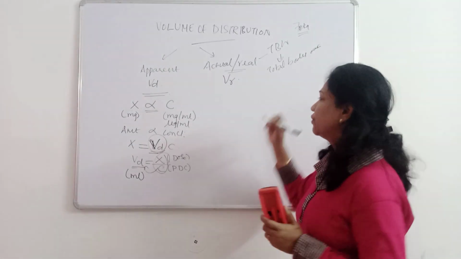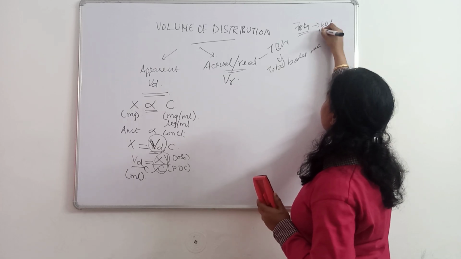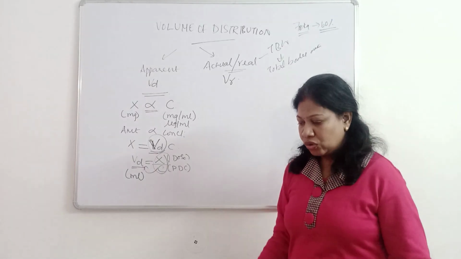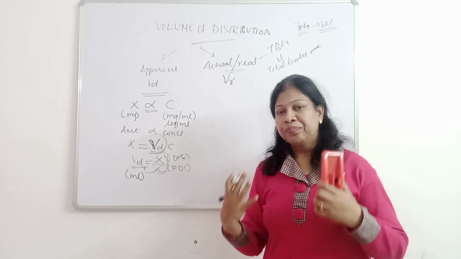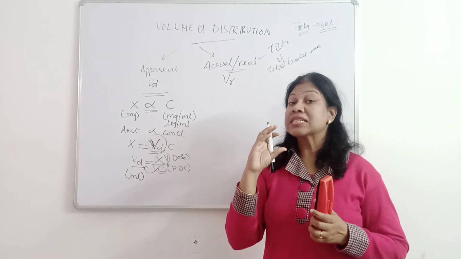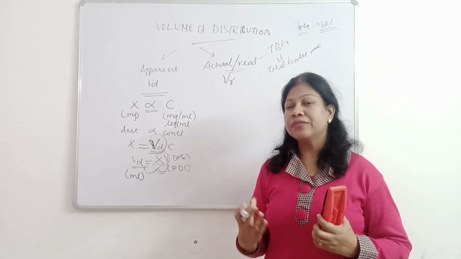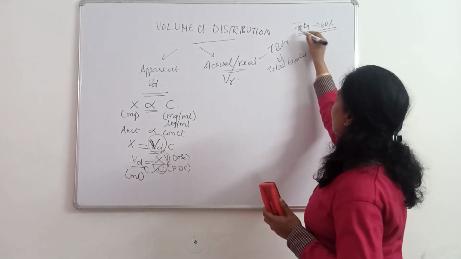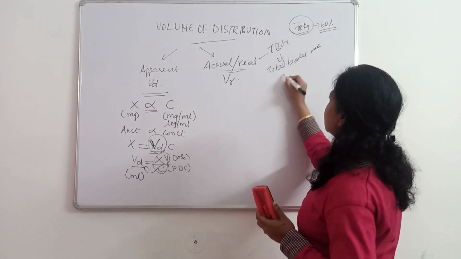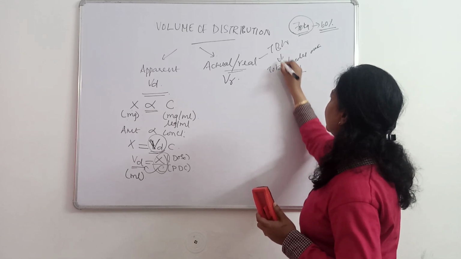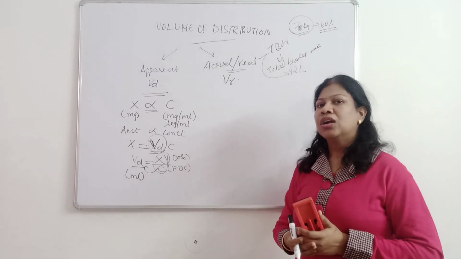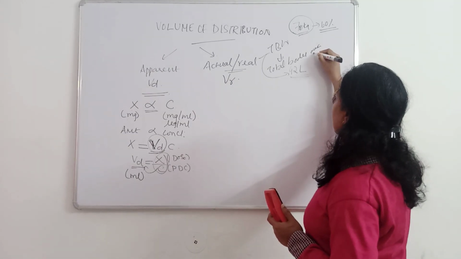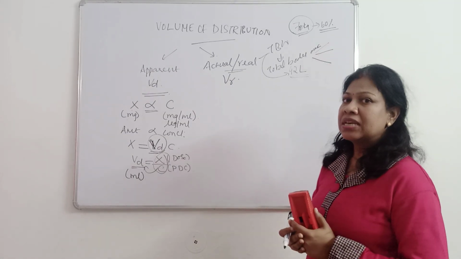For an average man, 60% of the body weight is water. So the average human will have around 60% of water. We are composed of 60% water and the remaining 40% is other material. So out of this 70 kg, 60% is about 42 liters, which is the volume of total body water.